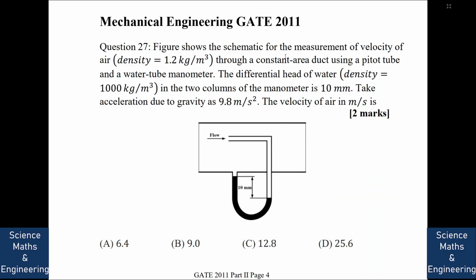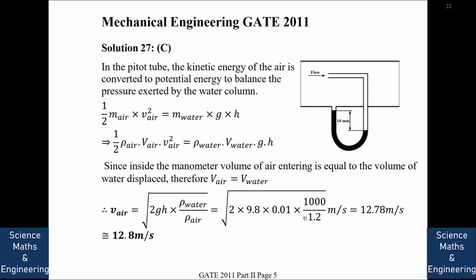Figure shows the schematic for the measurement of velocity of air. The density is given through a constant area duct using a pitot tube and a water tube manometer. The differential head of water, density 1000 kg per meter cube, in the two columns of the manometer is 10 mm. Take acceleration due to gravity as 9.8 meter per second square. The velocity of air in meter per second is, so we need to find the velocity of air. So the answer is, the velocity of air is 12.8 meter per second. So let us see how we come to it.